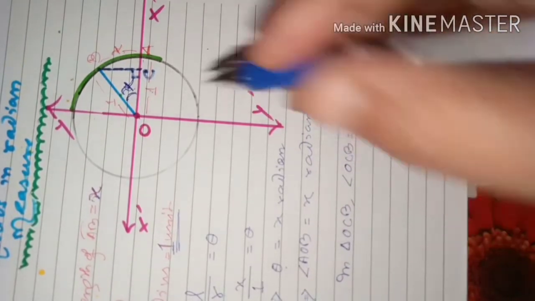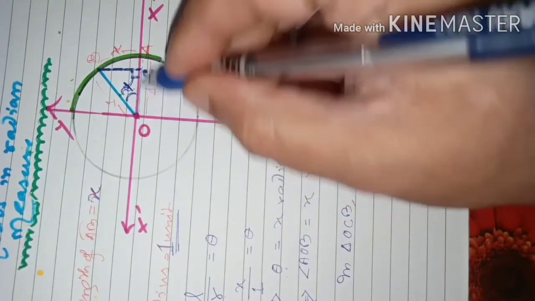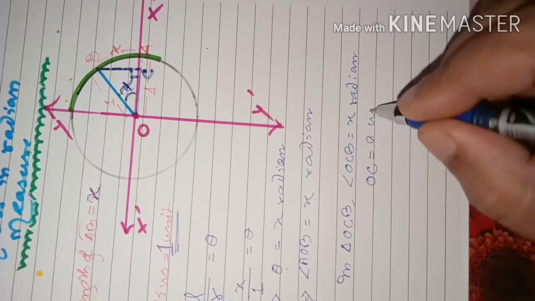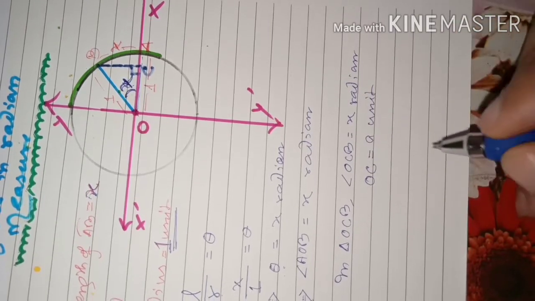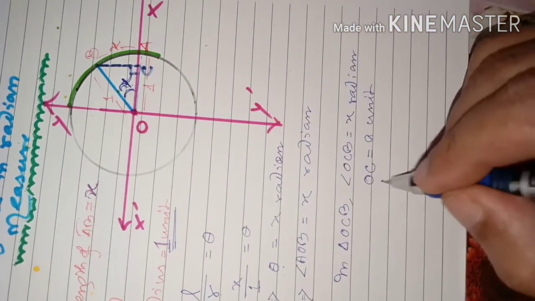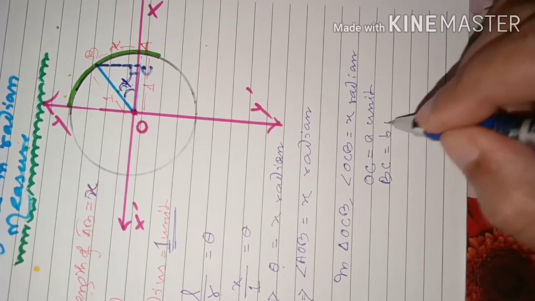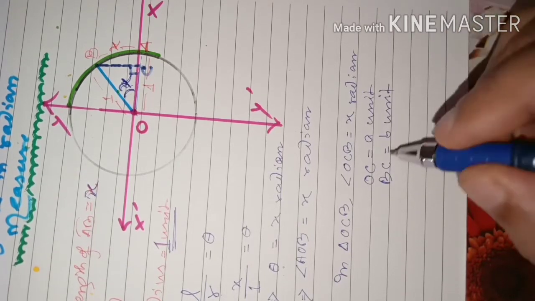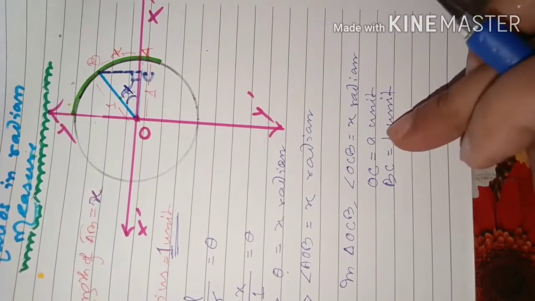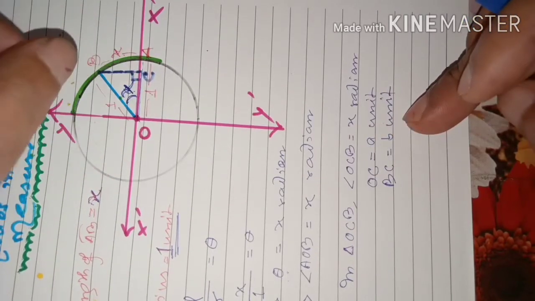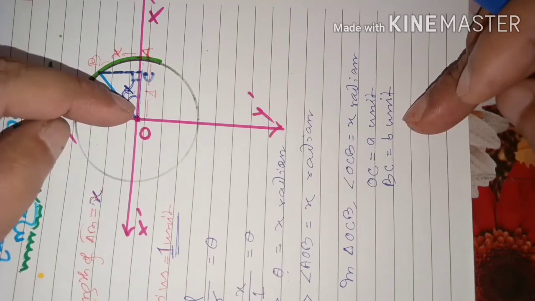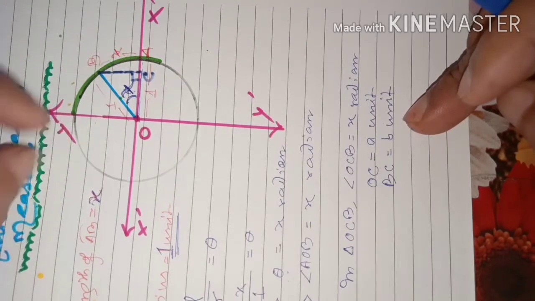So for my convenience, suppose I consider this part OC as A unit. OC is equal to A unit. And this BC is suppose B unit. BC is equal to B unit. In another diagram, I will mark these things a little more neatly. So just keep in mind, this OC is A unit, BC is B unit, and OB is 1 unit. This angle is x radian. Okay, so keep this point in mind.